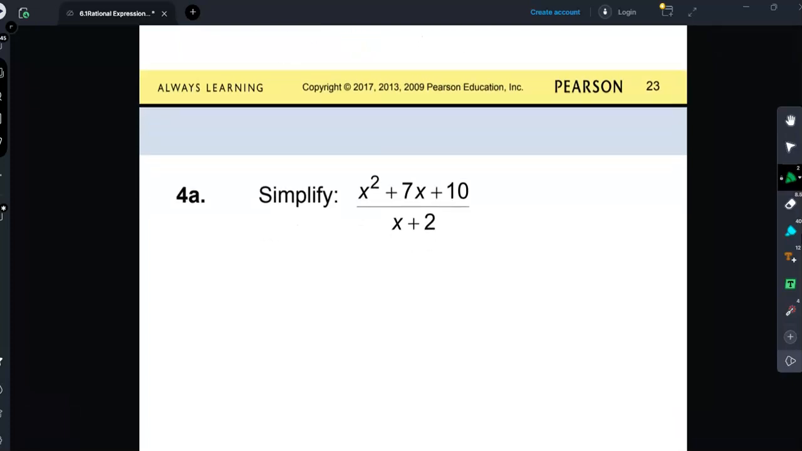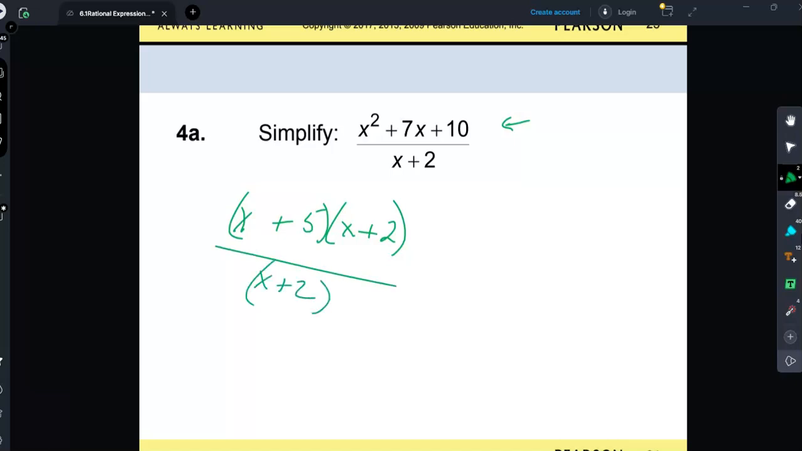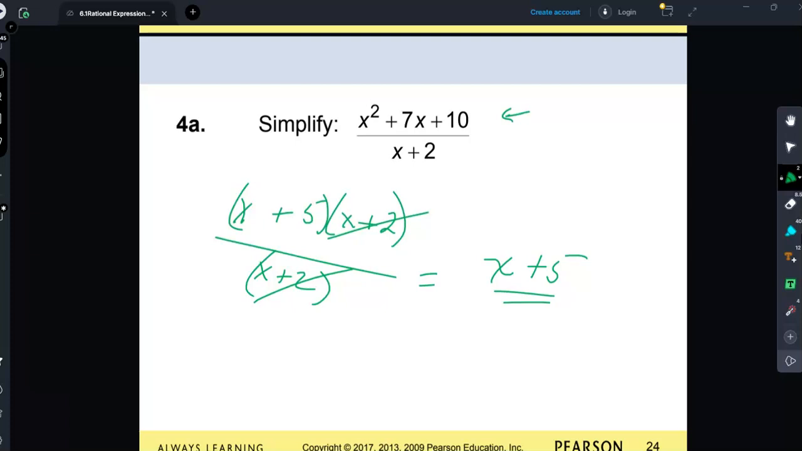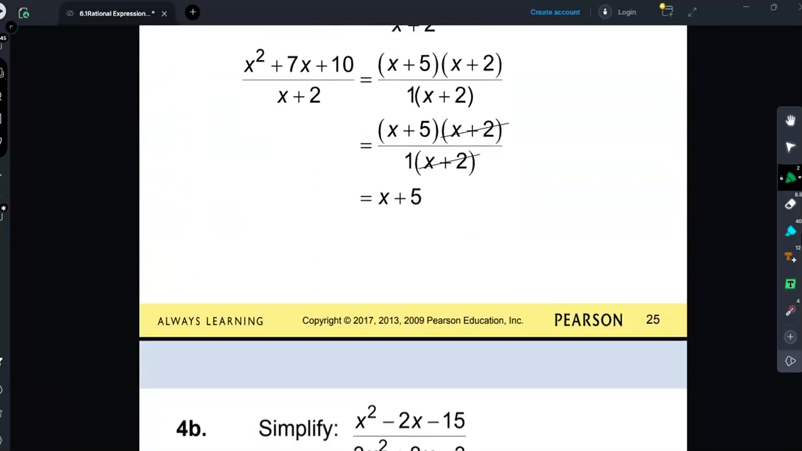So here, how would you do that? This is on your notes, okay? So you would need to factor the numerator this time. So you have x and 5 and 2, right? 5 times 2 is 10, and they both add up to give you 7. The x plus 2's will cancel out, so you just get x plus 5 for your final answer. And you have it worked out down here.